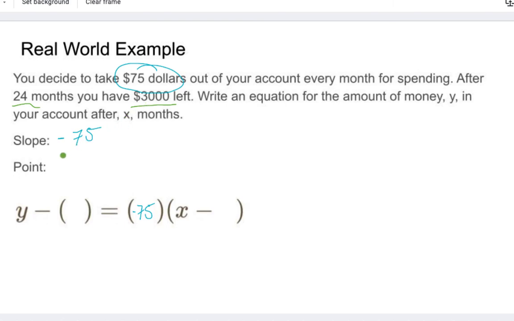So this coordinate is 24, 3,000. So that's our x, that's our y. So y minus 3,000 equals negative 75, parentheses, x minus 24. Can I simplify this? No, it's just minus 3,000 and minus 24.